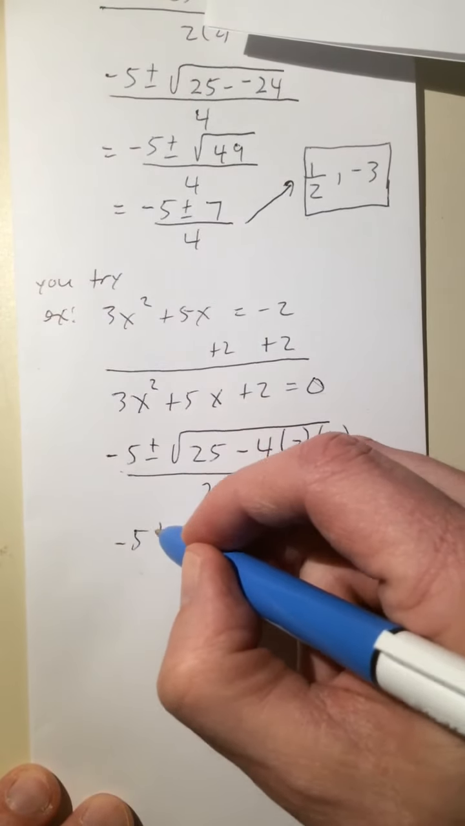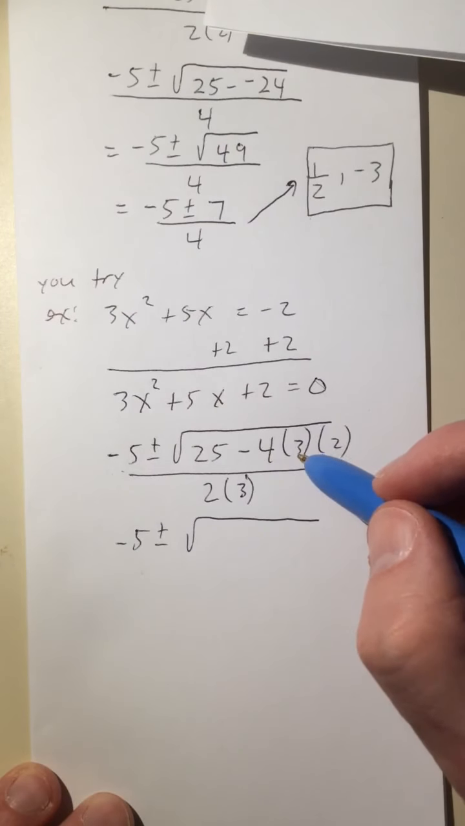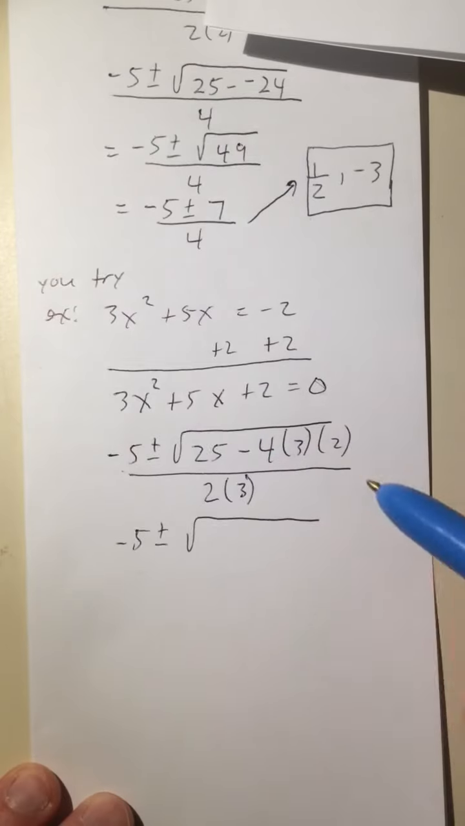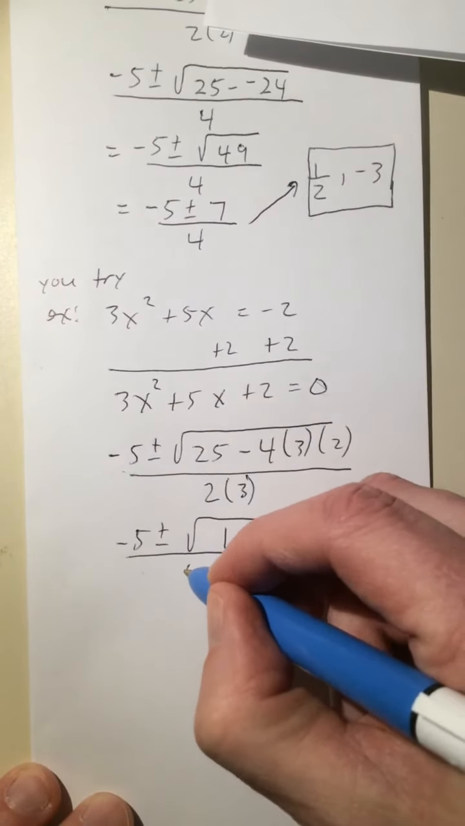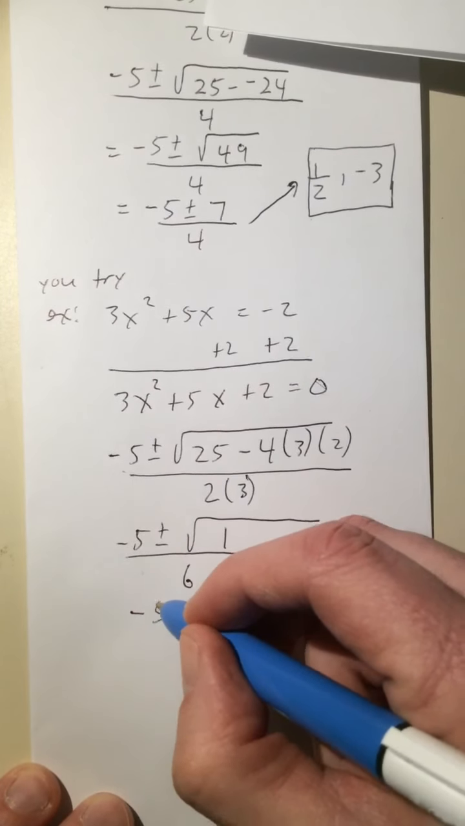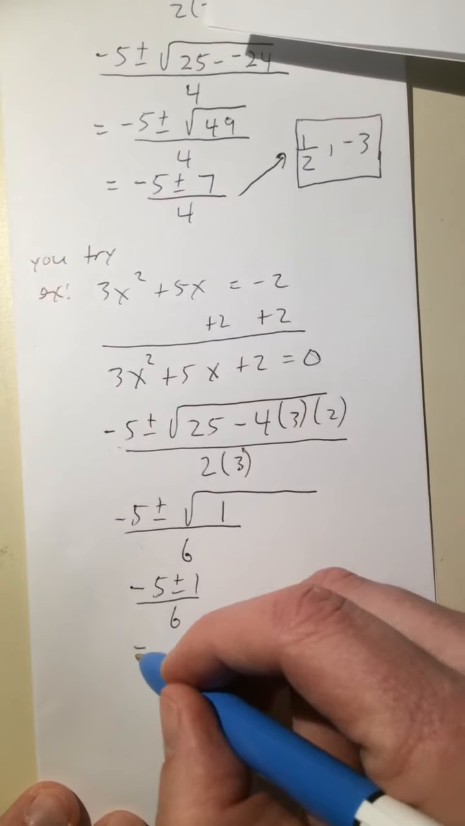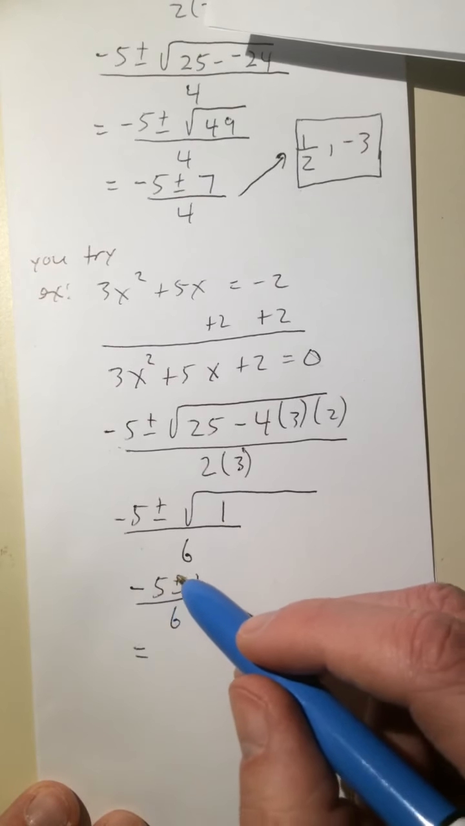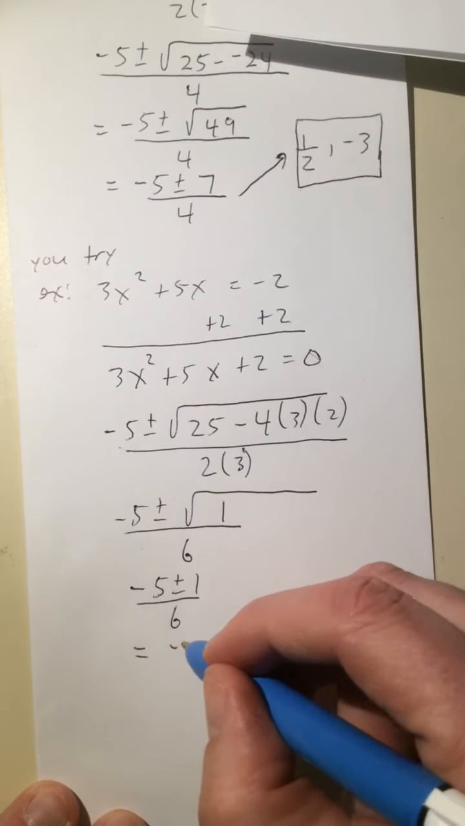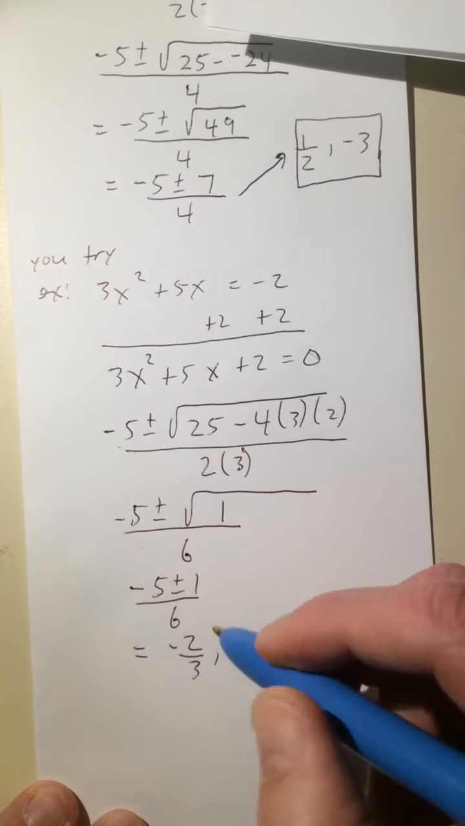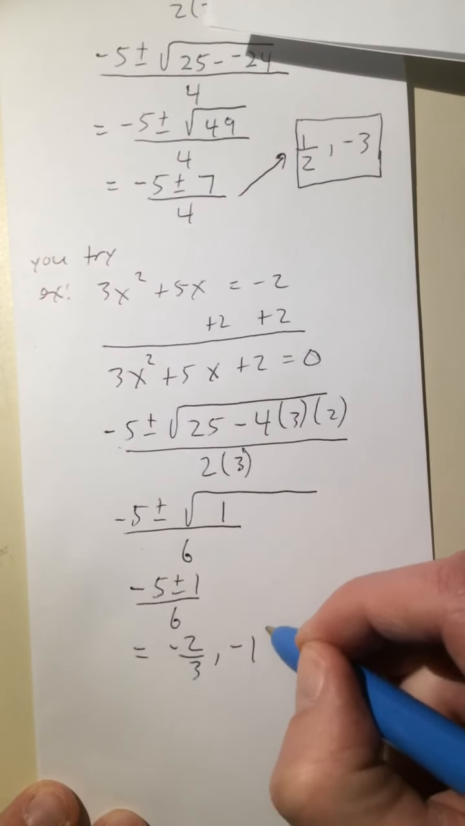And again, hopefully this is all the same work that you have. So 4 times 3 is 12. Times 2 is 24. 25 minus 24 is 1 over 6. And of course the square root of 1 is 1. And then we have our two answers. So we got -5 plus 1, which is -4. And -4 over 6 is -2/3. Make sure you reduce your fractions. And -5 minus 1 is -6. Divided by 6 is -1.